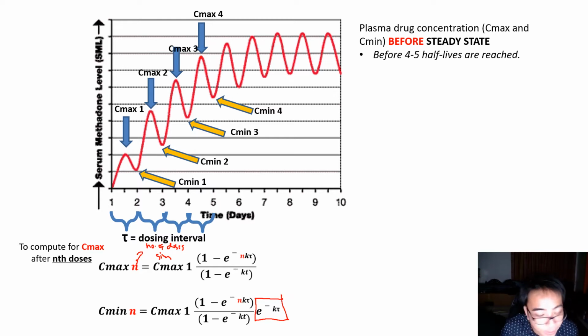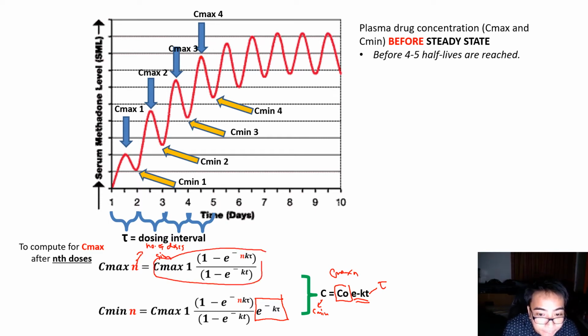Now, this e^(-Kτ) actually comes from here. See this? Instead of e^(-Kt), because what I want to know here is the concentration before I give the next dose, therefore I replace my t with τ, and the C here would be, of course, Cmin. Are we clear? So the C0 here is simply my Cmax_n. Therefore, class, the formula for Cmax_n, which is Cmax1 (1 − e^(-nKτ)), is equivalent to the C0 in our equation of the line. So I just insert it here, then I add e^(-Kτ).